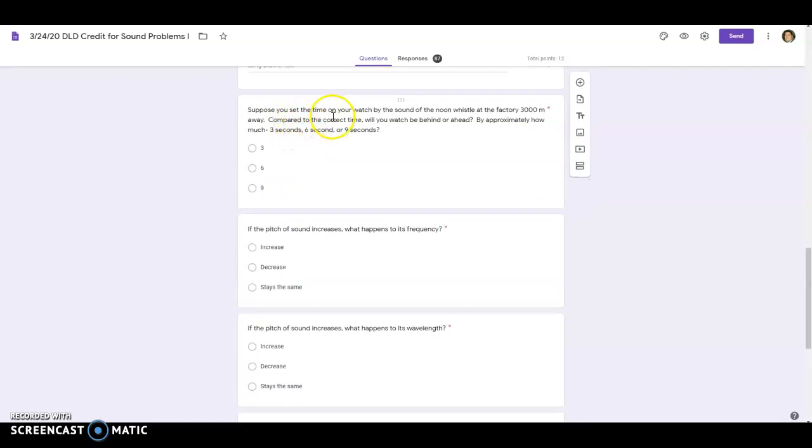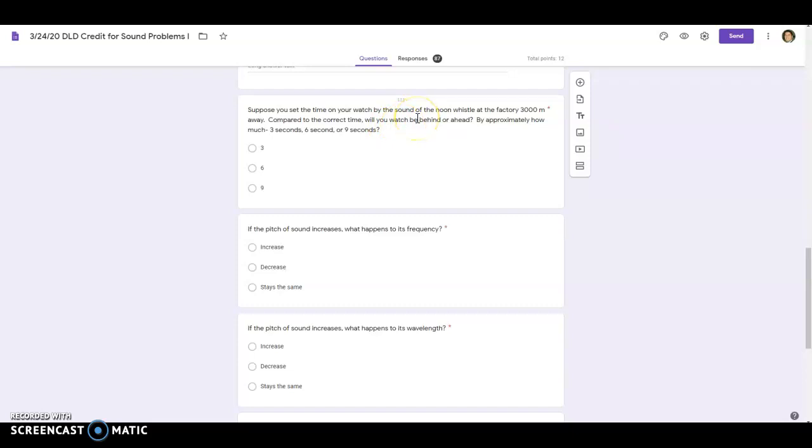So if you set your watch by the sound of the noon whistle, and these two questions actually go together, and it's 3,000 meters away, is your watch ahead or behind the correct time? The first part is just to realize that your watch is going to be behind. How much behind, again, look at your notes. And these notes are online. They're on my Google site. They're also on eClass. If they don't open on eClass, use the Google site.